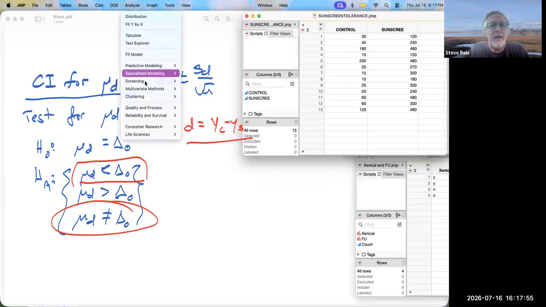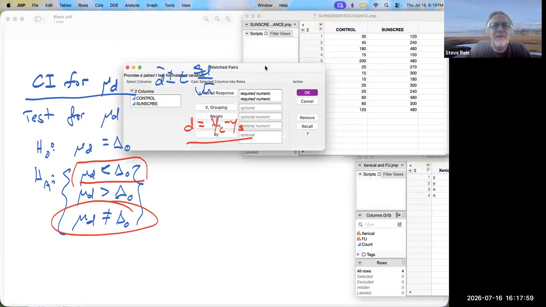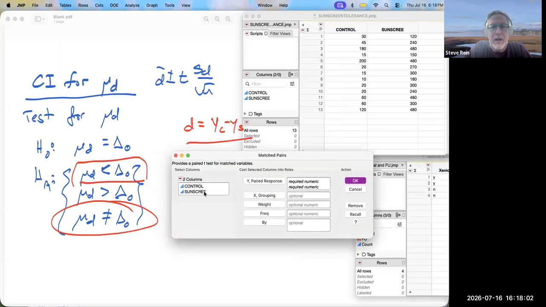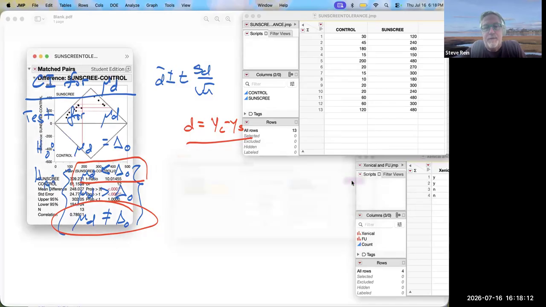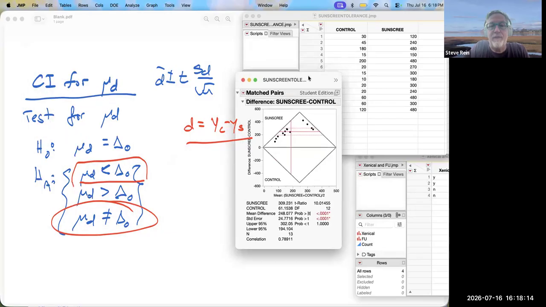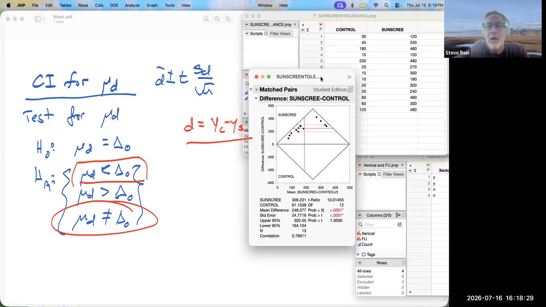Like we did last time, we analyze this with the specialized matched pairs analysis. To be honest, whatever. Let's just list our two different groups right there, control and sunscreen. You could put them in the other order if you prefer the other ordering for your differences. But we have here sunscreen minus control. So it's the second one minus the first one here, the sunscreen mean minus the control mean, or the mean of the sunscreen value minus the control value.